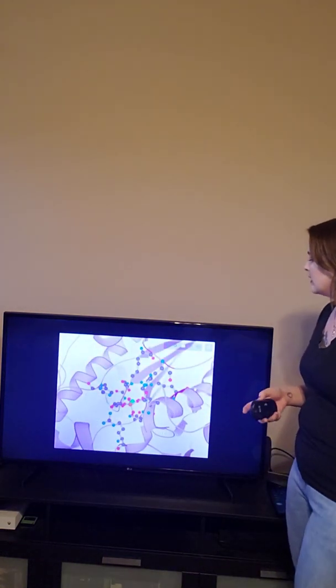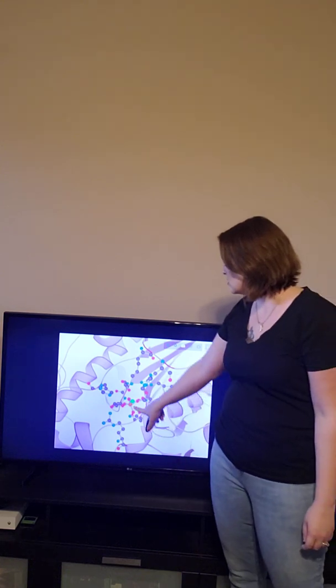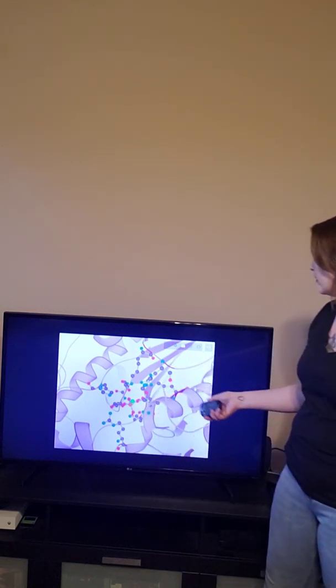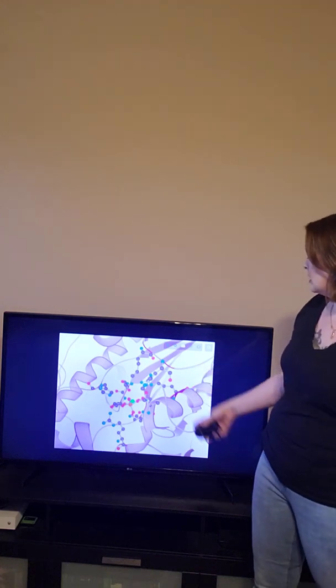So here's a picture of the active site. You can see the carbons, you can see nitrogens, hydrogens. Here's a sulfate in the middle, sulfur. You see the alpha helices and the single polypeptide chains.